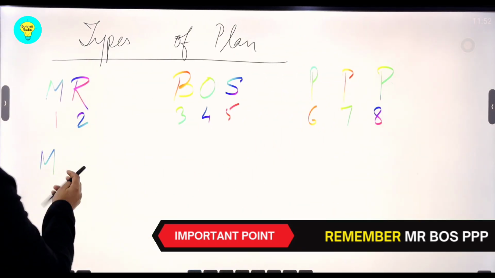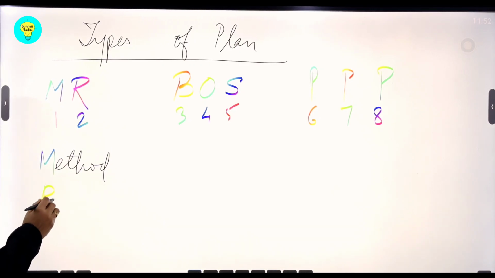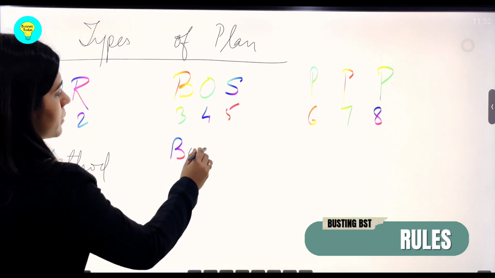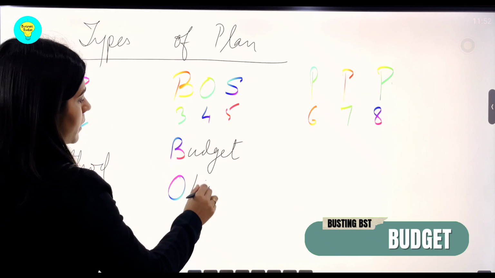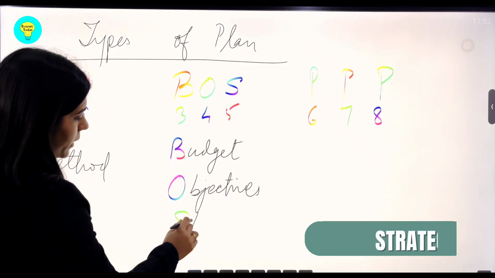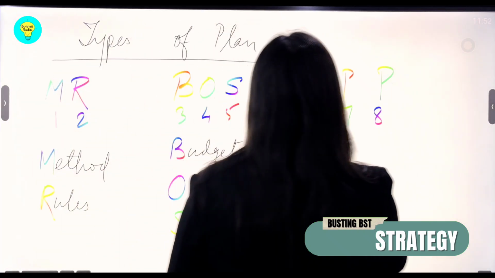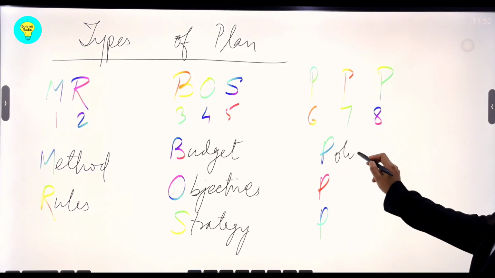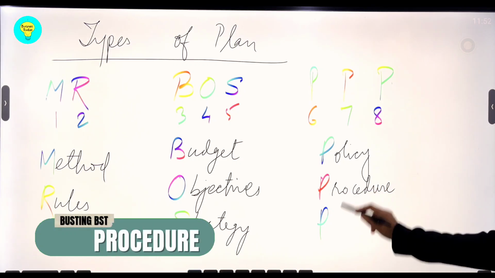With M you have got method, R represents the rules as a plan, then B as budget, with O you have got the objectives, S denotes strategy, and when we say students P, P and P, they are nothing but policy, procedure and program.